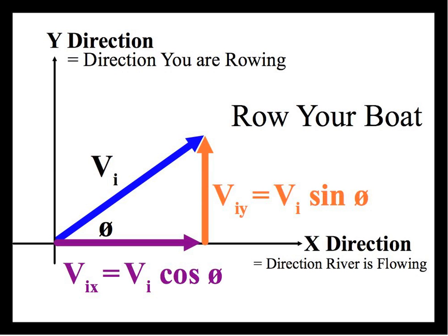That means, once again, we can describe our motion with a triangle, where we have a velocity in the x direction equals v sub I cosine theta, when we define the x direction as the direction that the river is flowing. We could then define our y direction as v sub I y, and the y direction as being the direction you are rowing. Our total velocity is the hypotenuse, which incorporates both the velocity of our boat across the river and the velocity of the river flowing.